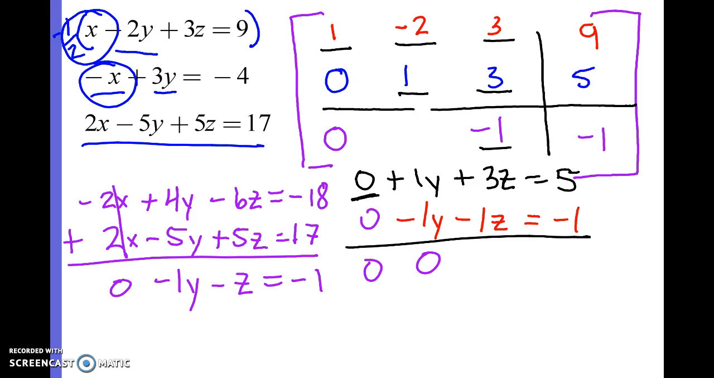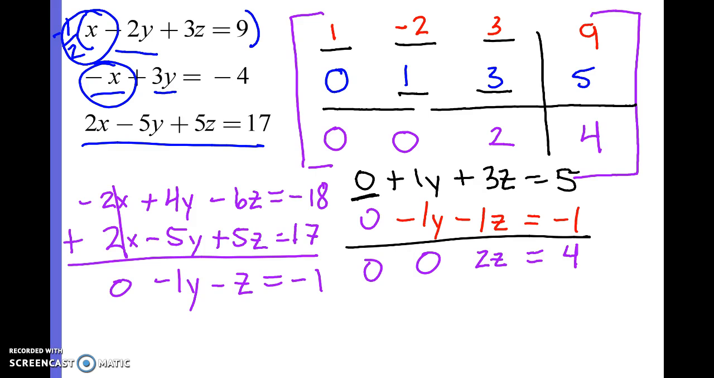And then I have 3z plus negative 1z, or 3z minus 1z. So that leaves me with 2z. So I'm going to change this value to a 2. And then I have 5 minus 1. So that's going to give me a solution of 4. So then once again, I make all the changes that I need to make, and that becomes 4.